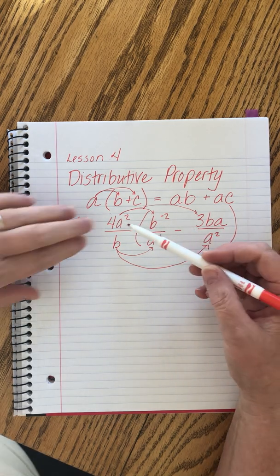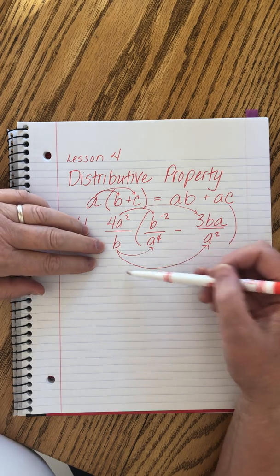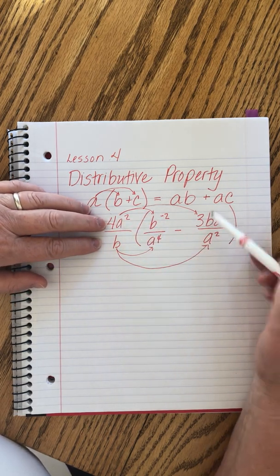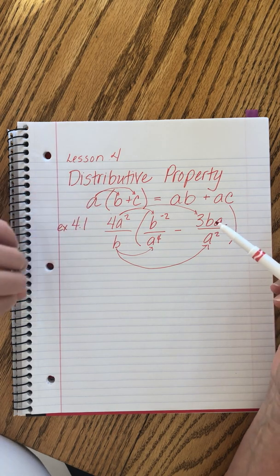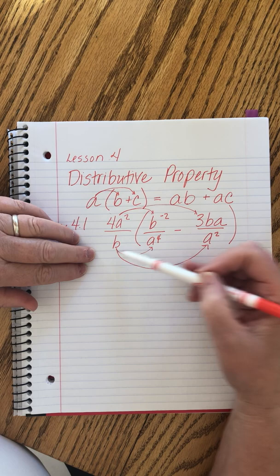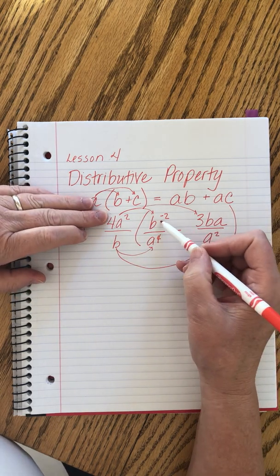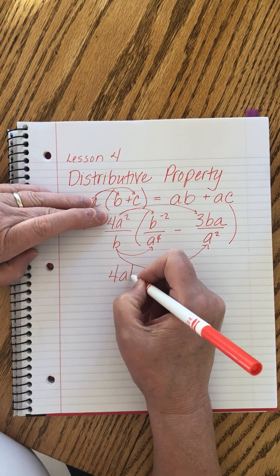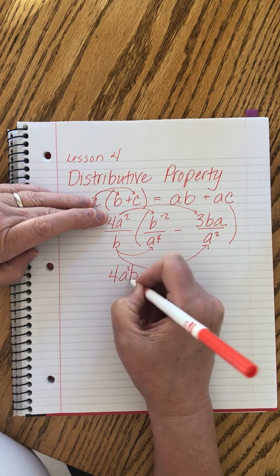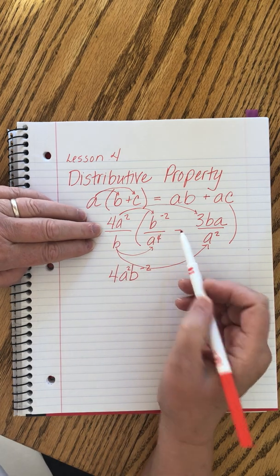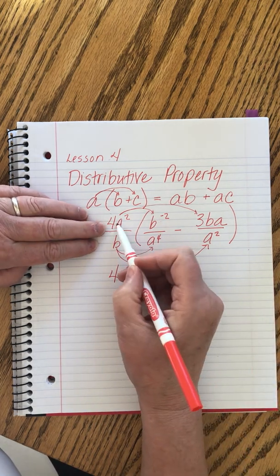I'm going to multiply both numerators, then both denominators. Some people like to go top and bottom and then top and bottom. That's fine, however you want to do it. I will mix it up. This time I'm going to go all numerators and then all denominators. So when I multiply these two, I get 4a squared b to the minus 2, right? This times this. Then the minus sign comes in. Then I multiply this times this.